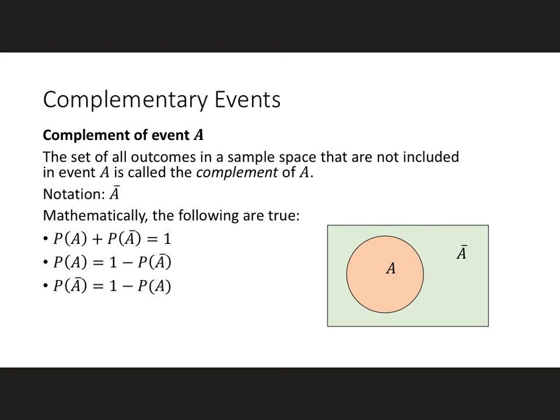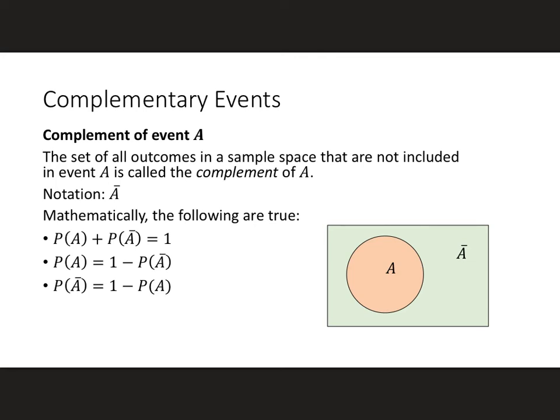Complement of event A. The set of all outcomes in a sample space that are not included in event A is called the complement of A. Your notation is going to be A with a bar over it. So mathematically, the following are true. The probability of A plus the probability of the complement of A equals 1. And then you should be able to find those pieces by subtracting from 1.